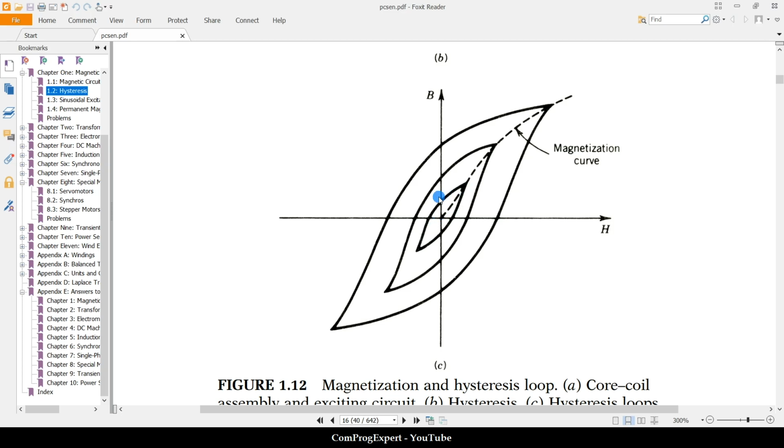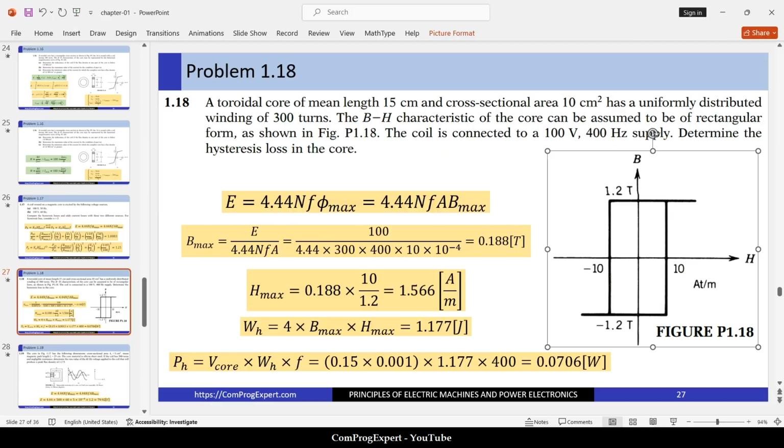So we have these hysteresis loops depending on the maximum value of the B that we have. In this problem, the RMS value of the voltage is given, the frequency is given. Also, we have the dimensions of the core, the mean length and the cross-section area. So we can calculate the volume of the core.